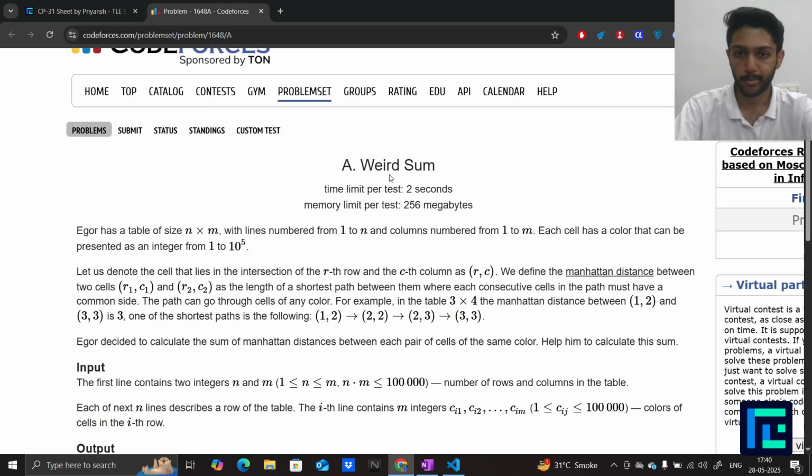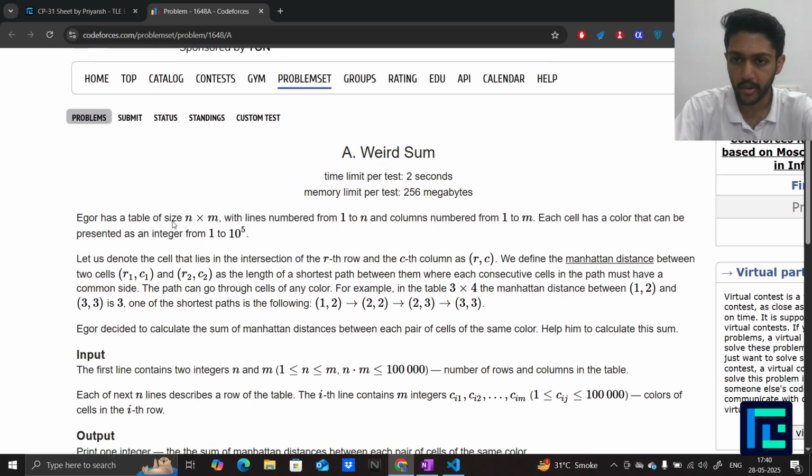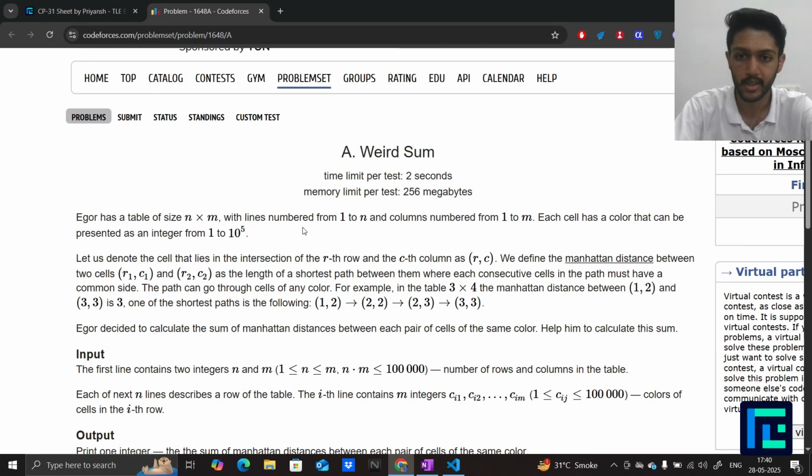Okay, so the problem is called Weird Sum. Igor has a table of size n by m with rows numbered from 1 to n and columns numbered from 1 to m. Each cell has a color that can be represented as an integer from 1 to 10 to the power 5. Let us denote the cell that lies in the intersection of the r-th row and the c-th column as (r, c). We define the Manhattan distance between two cells (r1, c1) and (r2, c2) as the length of a shortest path between them. Consecutive cells in the path must have a common side. The path can go through cells of any color.